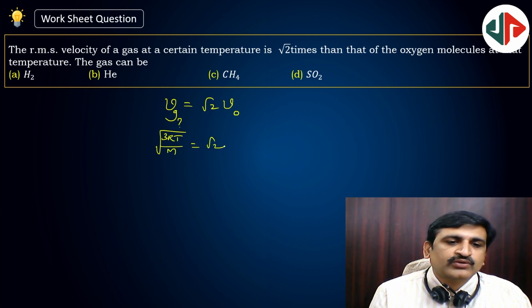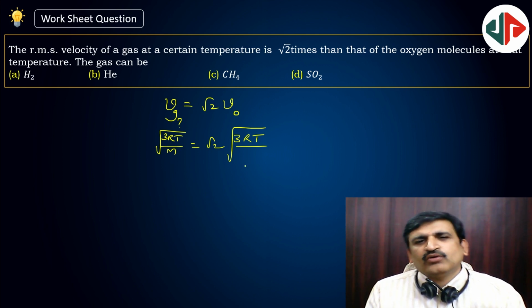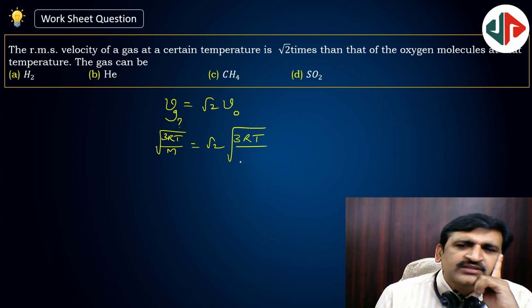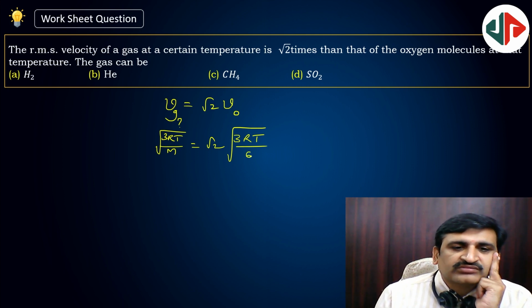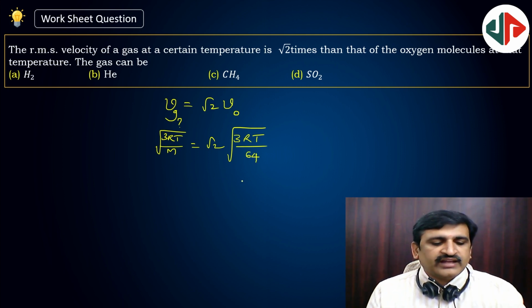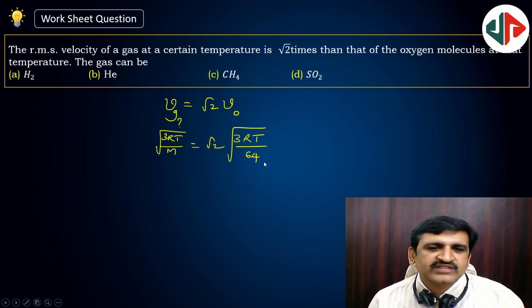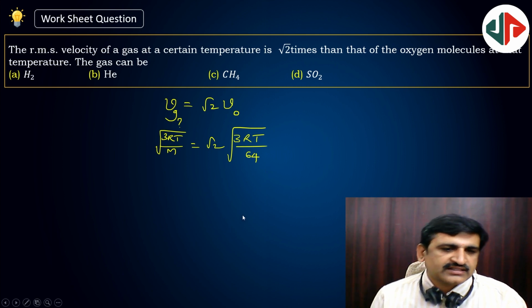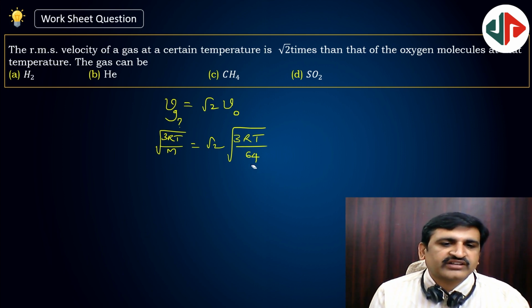That is equal to root 2 times the square root of 3RT by the gram molecular mass of oxygen. Oxygen is O2. O is 16, so O2 is 32. It is not 64, it's 32, right? Yes, 32 only.